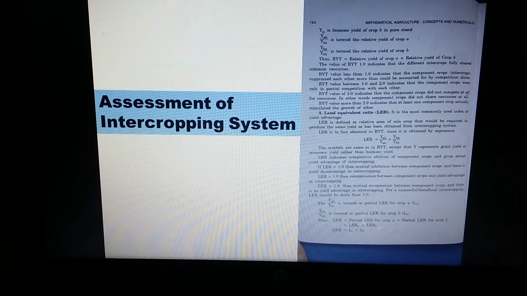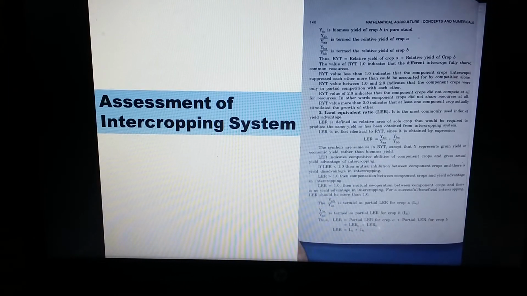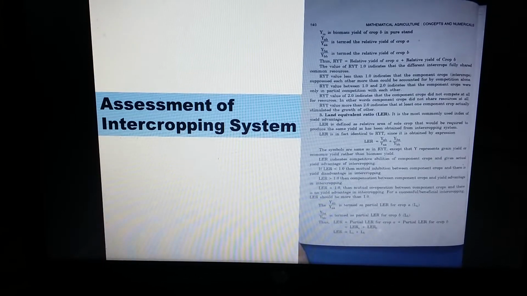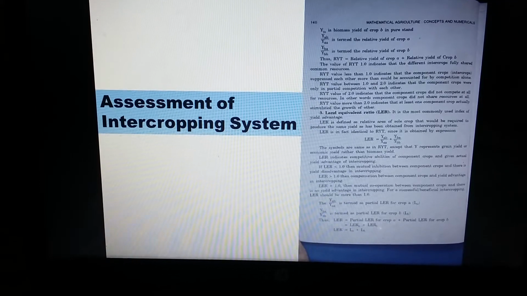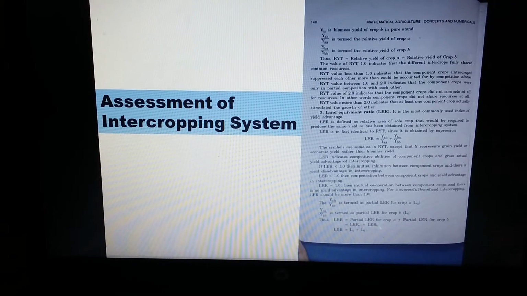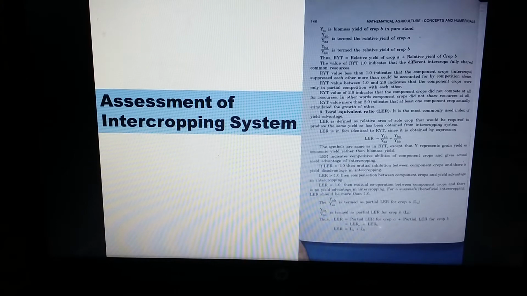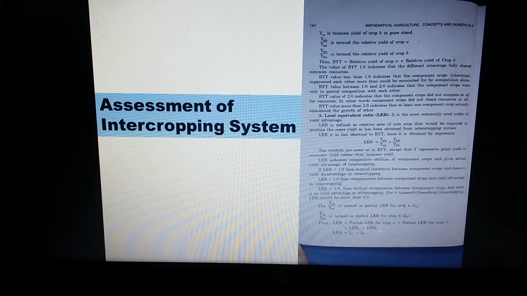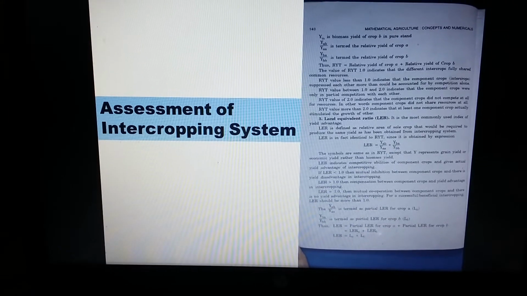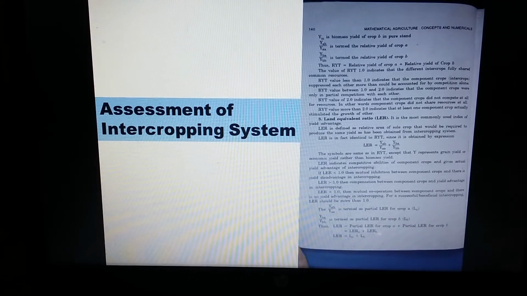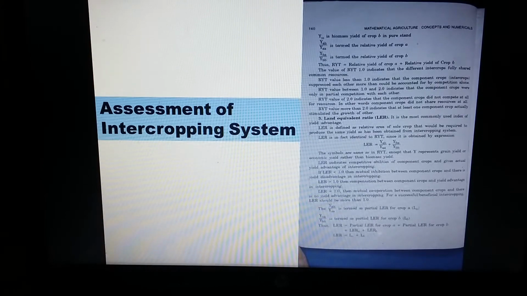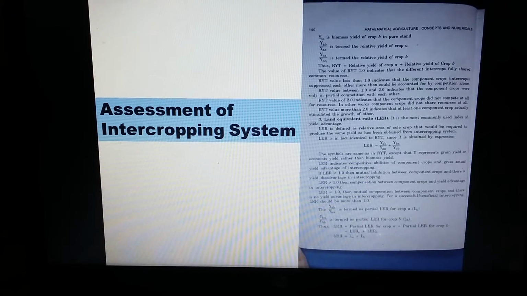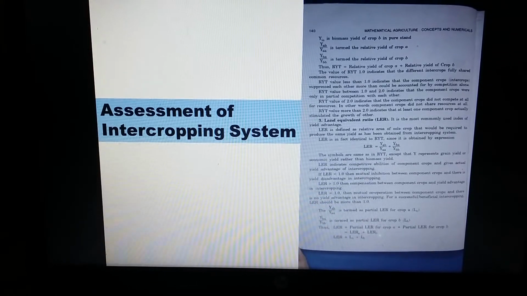That is the most important assessment of the intercropping system and most frequently used in your exam also. That is land equivalent ratio. Now follow me very carefully. Land equivalent ratio is the most commonly used index of yield advantage. Land equivalent ratio is defined as the relative area of sole crop that would be required to produce the same yield as has been obtained from the intercropping system.